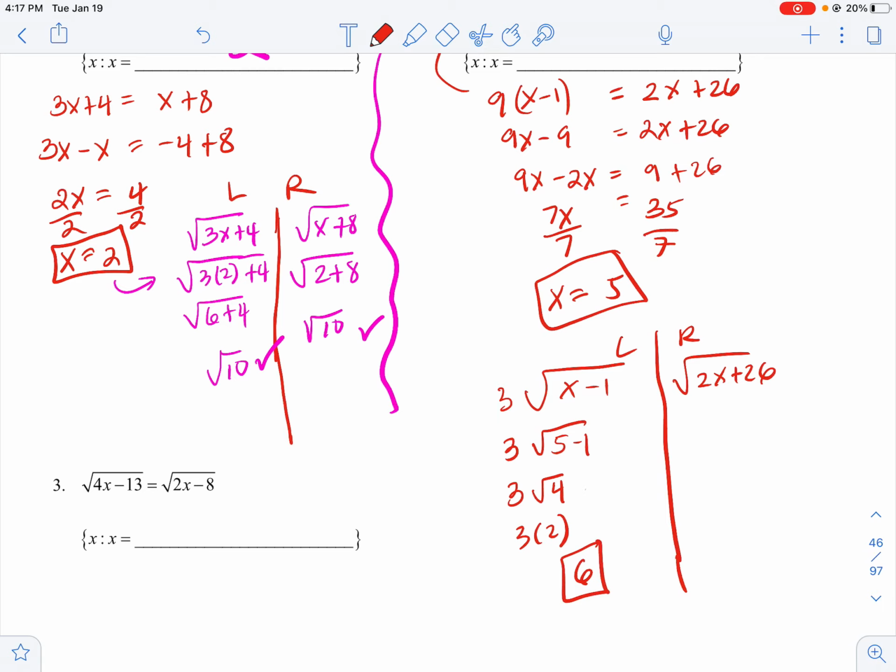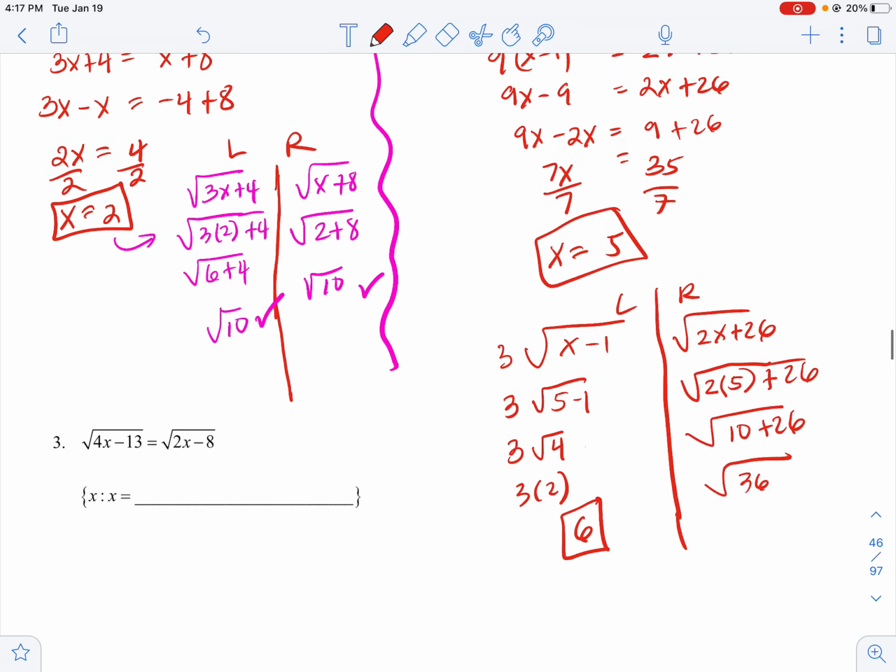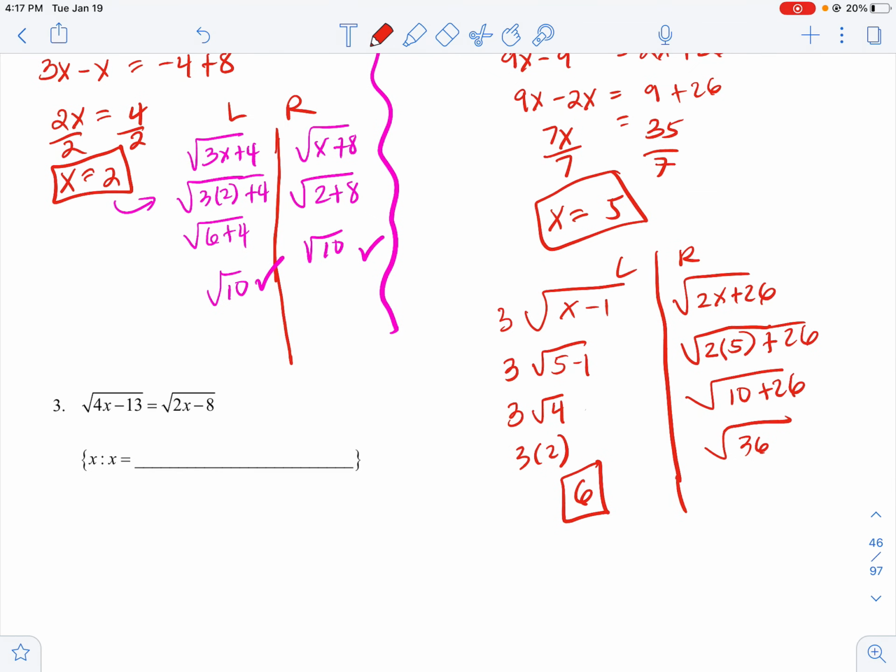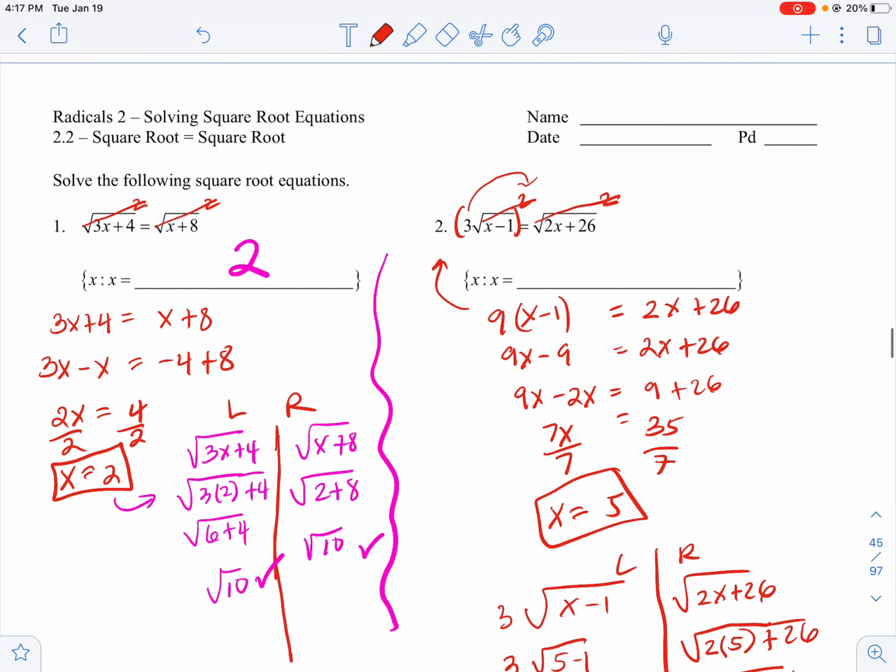Let's try what we're going to get on the right. The square root of 2 times 5 plus 26. The square root of 10 plus 26. 10 plus 26 is basically just 36. The square root of 36 is 6. So both sides of the equation are equal to each other. So our final answer is going to be x is equal to 5.